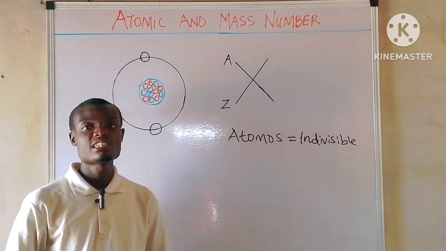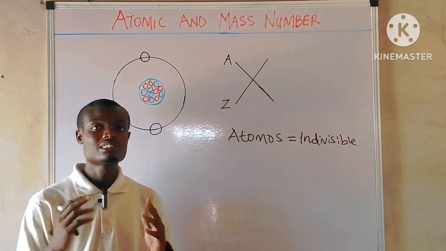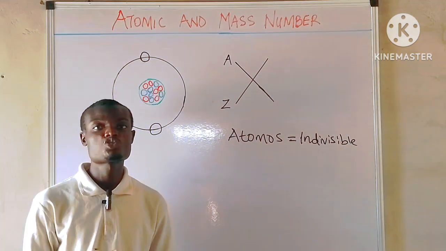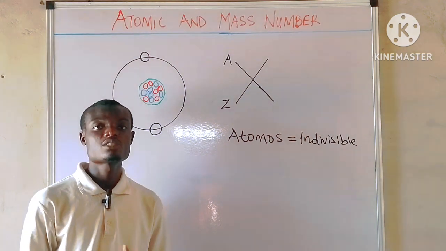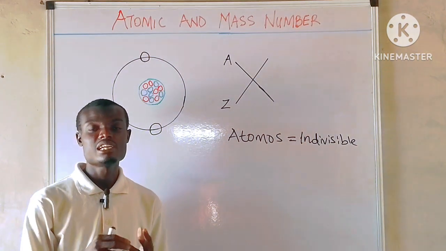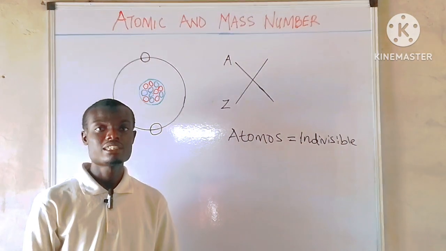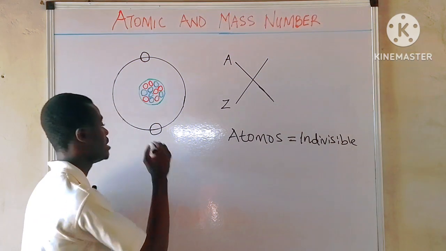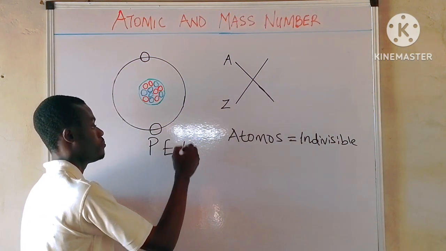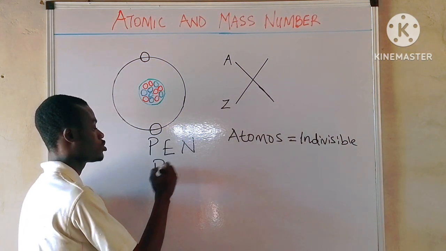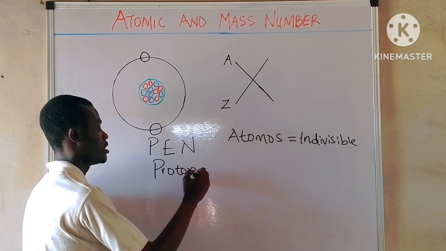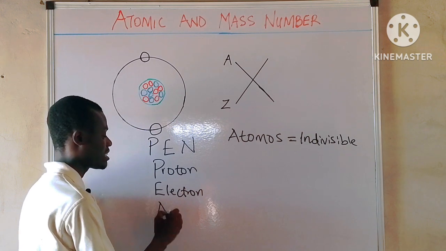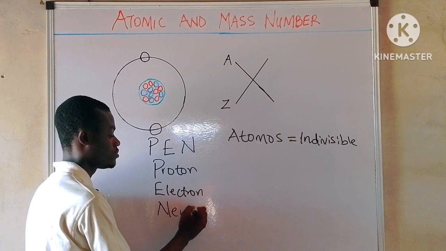Though the atom is said to be indivisible, that is not true because the atom can be divided to give us three subatomic particles, and those subatomic particles are called the proton, the electron, and the neutron. And we can simply remember those subatomic particles by a simple acronym known as the PEN, where P stands for the proton, E stands for the electron, and N stands for the neutron.